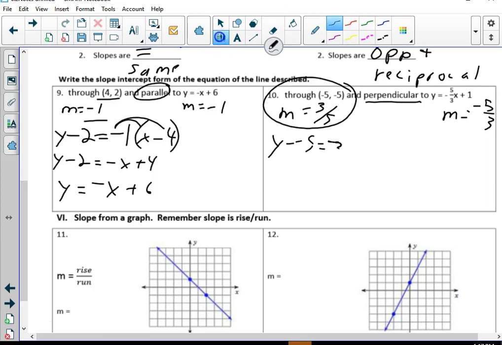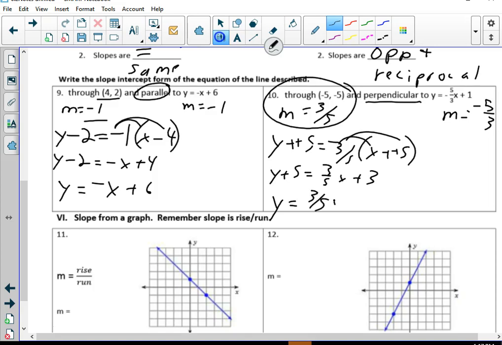Equals 3/5 x minus -5. So first off, this is positive, that's positive. We're going to distribute the 3/5. y plus 5 equals 3/5 x plus. What happens with the 5's? They cancel, leaving just the 3. Or, you can say 3 times 5 is 15, divided by 5 is 3. And our last step to get y by itself is subtract 5. 3 minus 5 is -2.